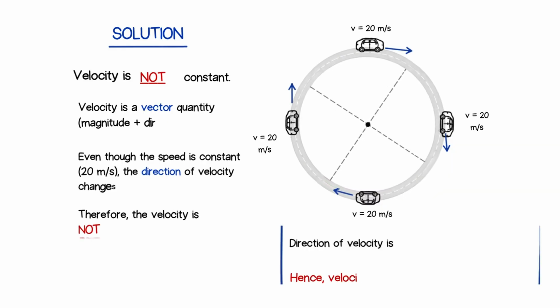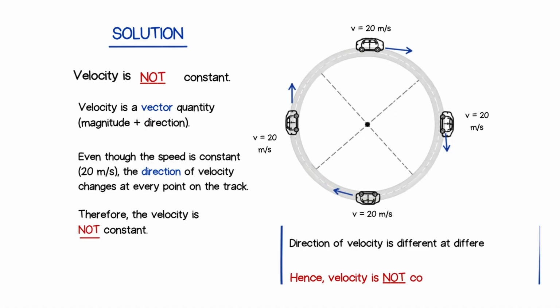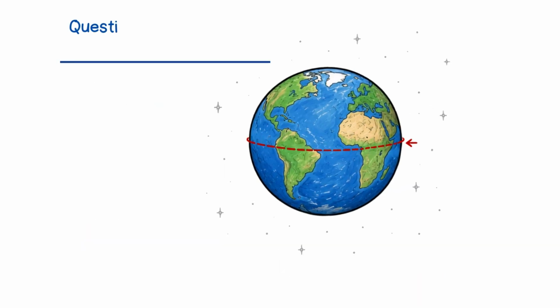Even though the speed remains 20 meters per second, the direction of motion keeps changing as the car moves around the circular track. Since velocity depends on both magnitude and direction, a change in direction means a change in velocity. Therefore, the velocity is not constant. Now let us solve question 5.